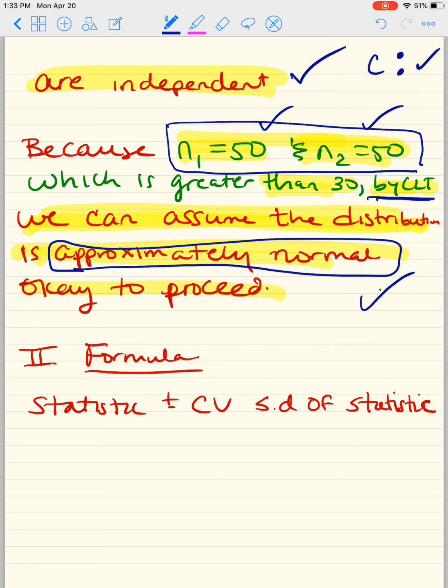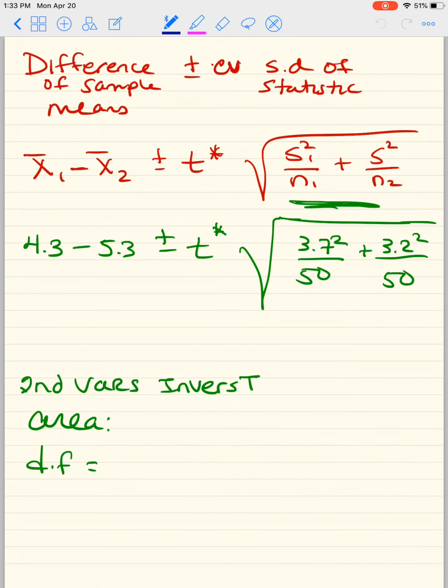We go on to formula. We know it's a confidence interval: statistic plus or minus critical value times the standard deviation of the statistic. So how do we do this? Difference of sample means plus or minus critical value times standard deviation of statistics. Remember that this is a 2-sample, so this is going to be x bar 1 minus x bar 2. These are going to be S's and not sigmas. So on your formula sheet, it might say sigma. You have to replace it with S's.